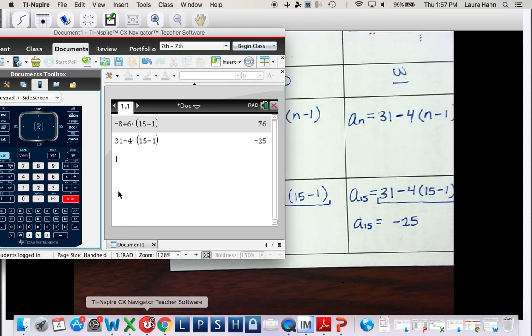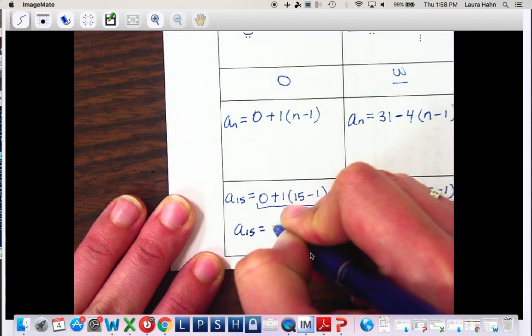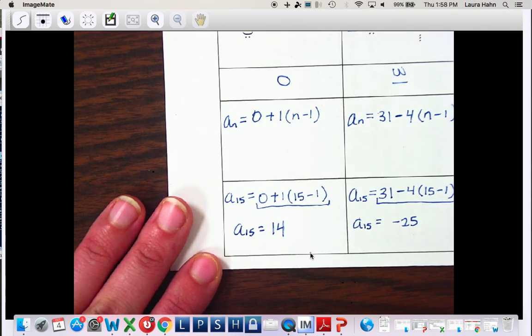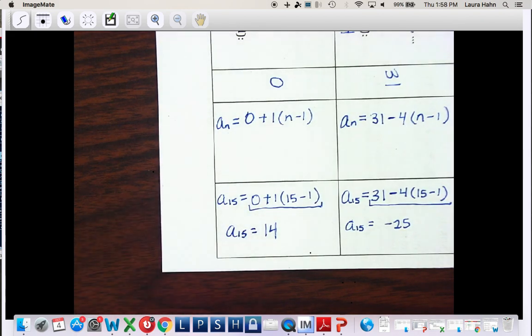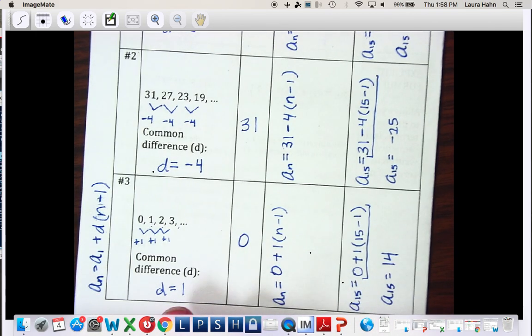Okay, so it said 0 plus 1, open parentheses, 15 minus 1, close parentheses. So I get 14. So I know my 15th term would be 14. Okay. All right, so that's the last example that we're going to do for arithmetic.